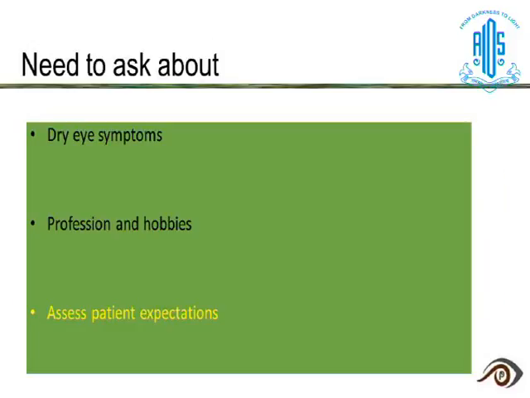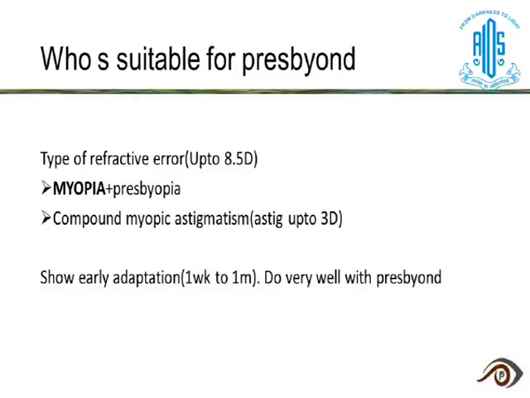Ask about dry eye symptoms, profession and hobbies. It's important to ask about dry eyes because many of them use computers. If they know that it will get slightly worse, they adapt better instead of discovering it later. Profession and hobbies are very important in terms of how much add you are going to give during your testing, and that improves the outcome. Assess patient expectations. What I usually do is just ask them, why do you want to undergo this treatment? And they come out with the actual reason. What we may assume is that they don't want glasses, but they will have their own reasons, so you need to correct accordingly.